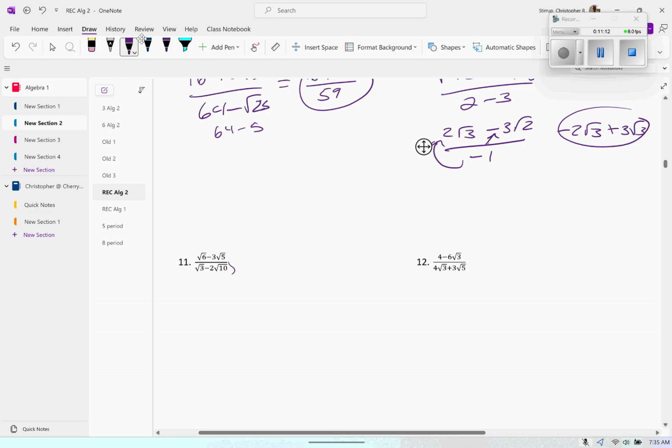These last two are pretty tough, but let's squeak through them. So multiply by the bottom.